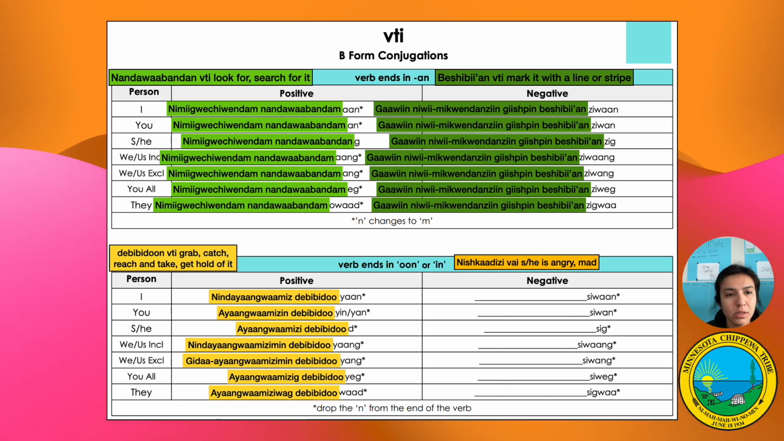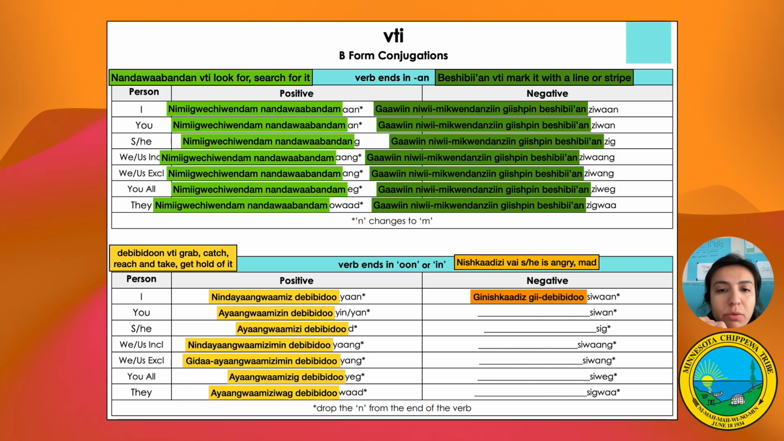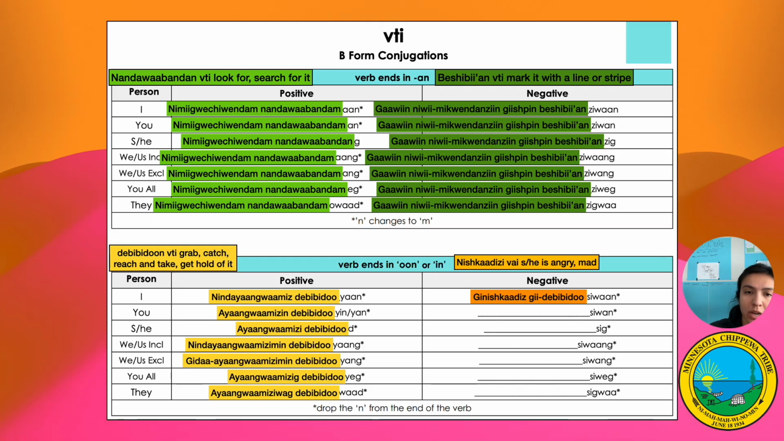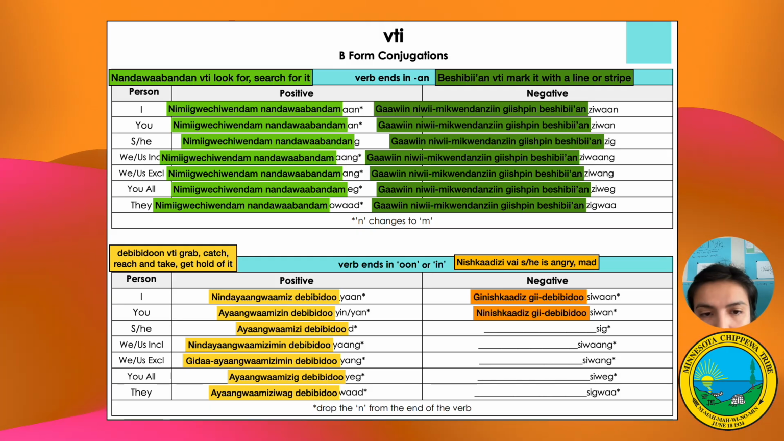And I think I'm still using debibidun, but nishgadazi means he or she is angry or mad. Ginishgadaz gi debibidusiwan. So you are angry or upset when I don't grab it. Ninishgadaz gi debibidusiwan. I'm upset that you didn't grab it.